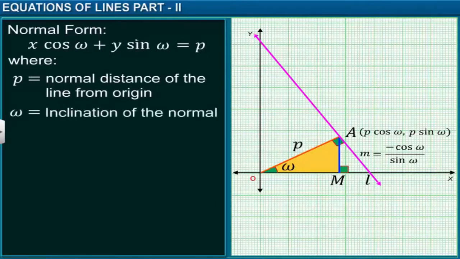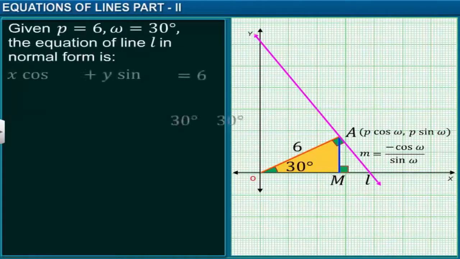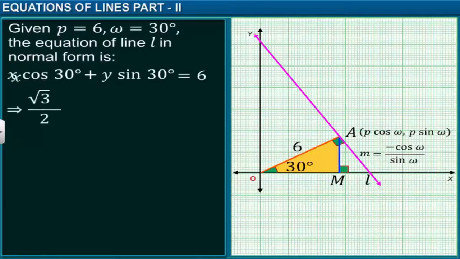For example, let us find the equation of the line whose normal distance from the origin is 6 units, and the angle that the normal makes with the positive direction of the x-axis is 30 degrees. Using the normal form, the required equation of the line is root 3 x plus y minus 12 is equal to 0.